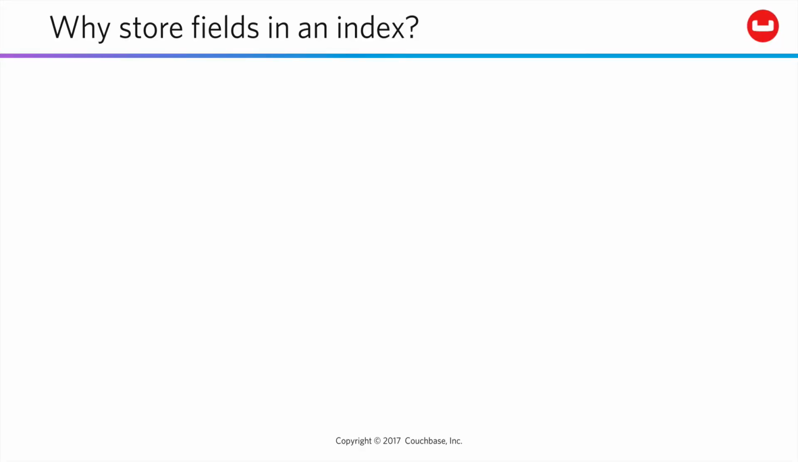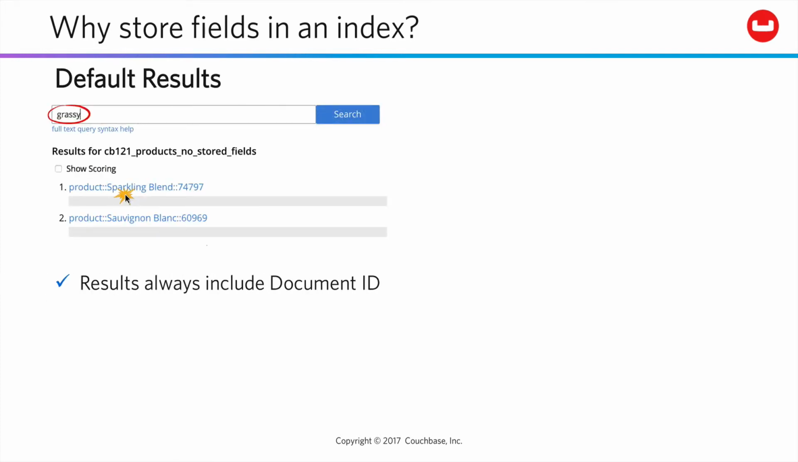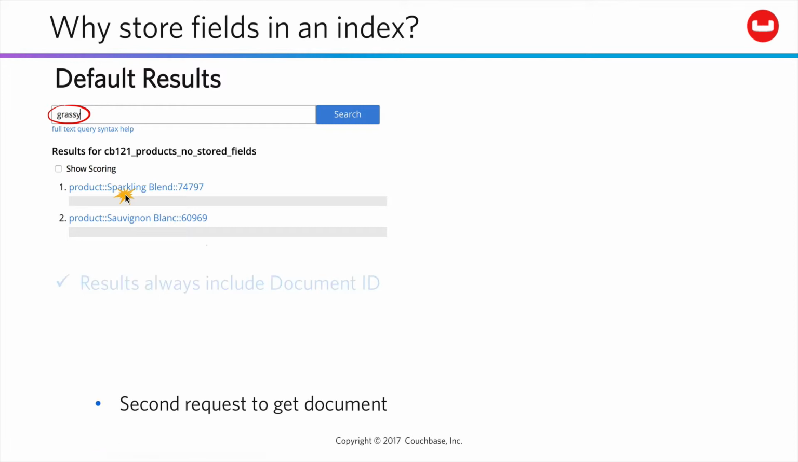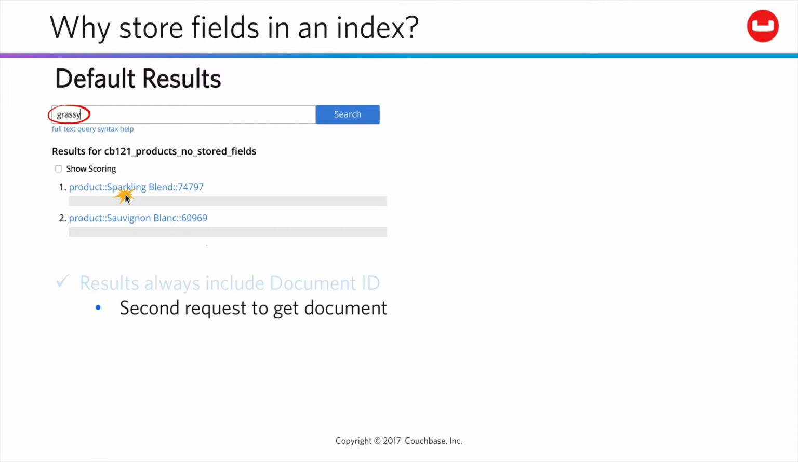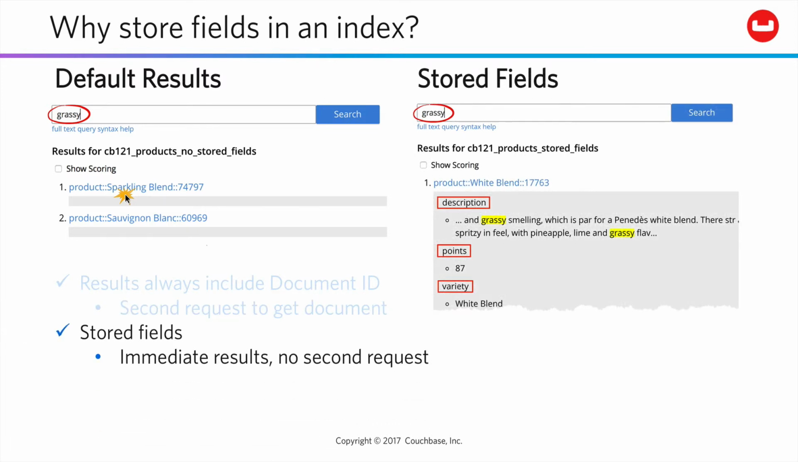So let's talk a little bit more about storing fields in an index. As we just saw, by default, all you get back from a search is a set of document keys, albeit in descending order by term score. What this means, though, is that you would need to make a second request to get the document itself, which may be fine. But you can also choose to store field data directly in the index for faster access. You get these results with no second request.